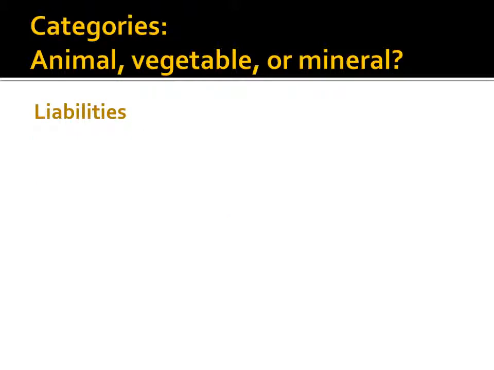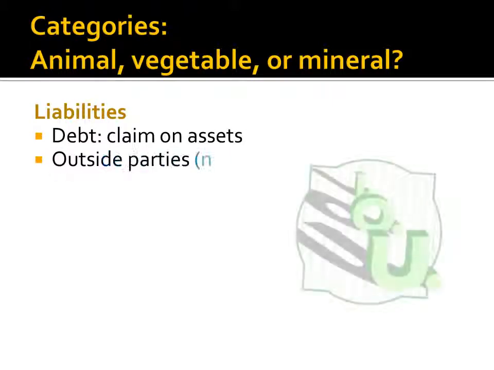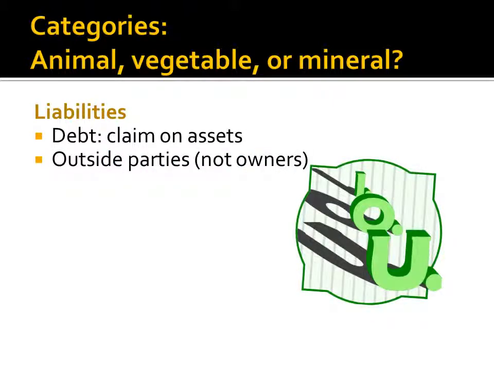Liabilities, on the other hand, are something completely different. Liabilities are a debt. It's a claim on assets by somebody outside of the company. So think of it as an IOU. Common examples would be accounts payable, when we buy supplies or inventory or something like that, and we have to pay within a certain time period. That would be an accounts payable. We owe that much. Notes payable.